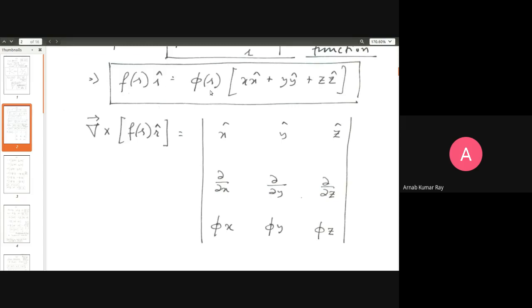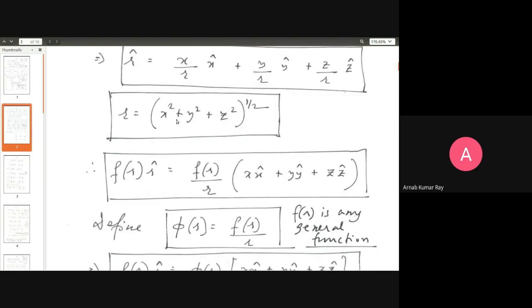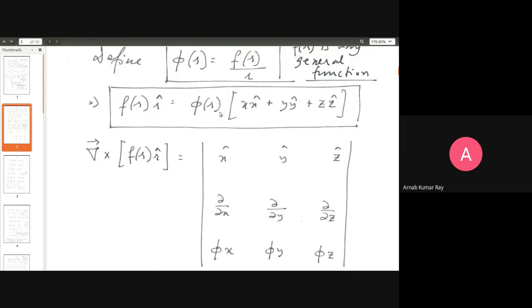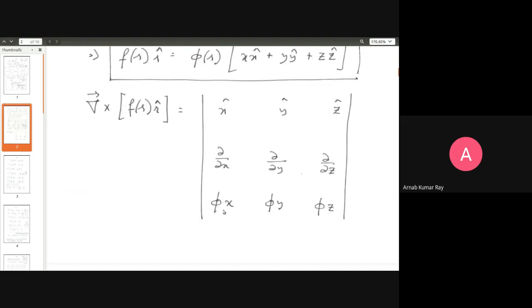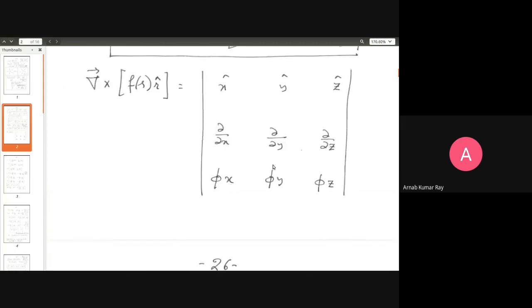Phi into x. Remember, phi depends on r and r depends on x. Therefore, you can't ignore this. So phi into x plus phi into y plus phi into z, where phi depends on all three coordinates x, y, z, because phi depends on r, the radius vector, and the radial vector depends on the three coordinates x, y, z. So implicitly, phi depends on x, y, z. So basically, you shall just have to take the determinant of this.